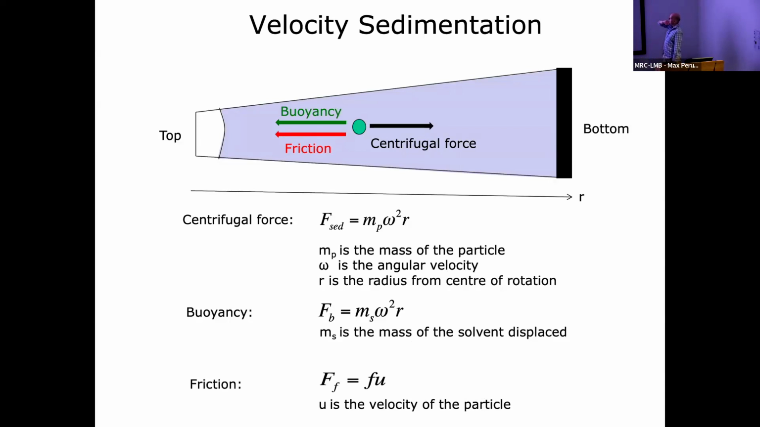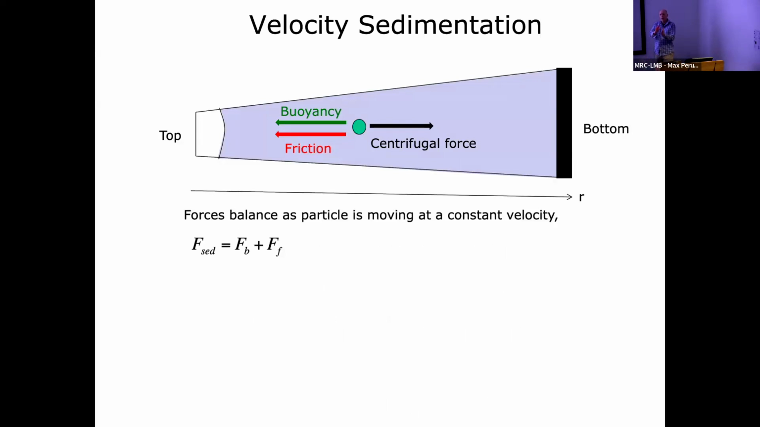So in the same way, you've got opposing forces here of friction and buoyancy. And the buoyancy is really a measure of how much mass of buffer and solvent you have to get out of the way to actually move that particle down. Also, you're going to have friction as well, and that's going to depend upon the velocity of the particle and this frictional constant here.